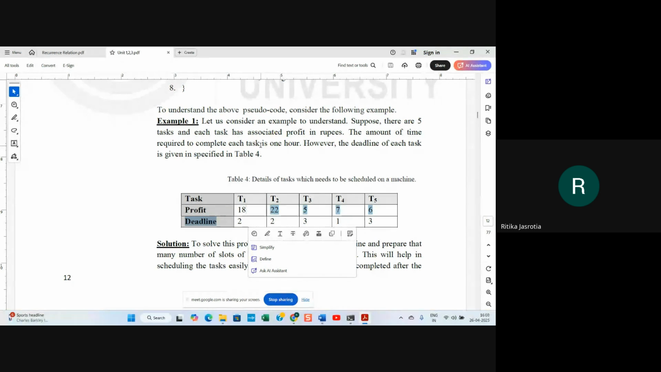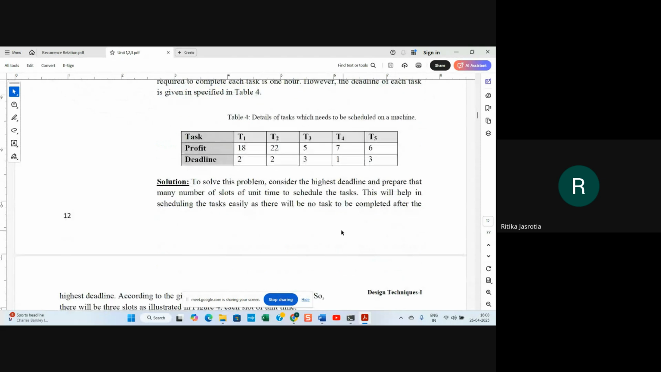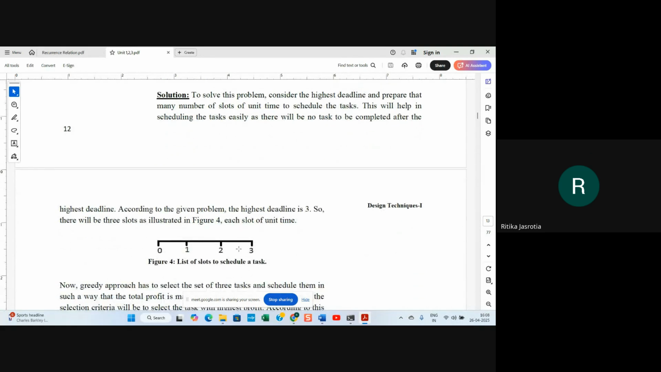Now, to solve the problem, consider the highest deadline and prepare that many slots of unit time to schedule the tasks. So maximum, I think this one, T3 or T5 will be there. What do you have to take? The highest deadline. So the highest deadline is T3, T5. This will help in scheduling the tasks easily as there will be no task to be completed after the highest deadline. So according to the given problem, the highest deadline is 3.